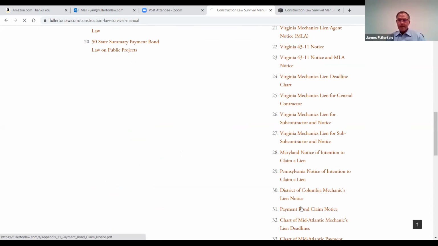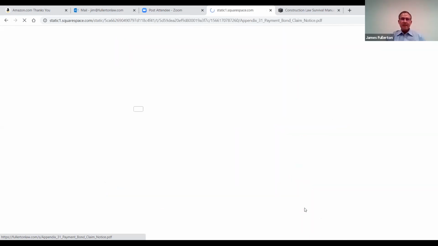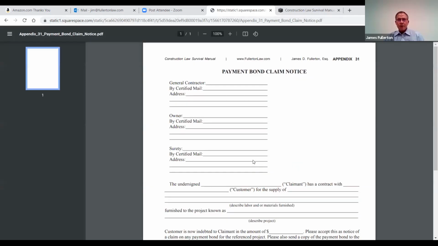There's no particular form required for a bond claim notice, but this notice will satisfy the statute. To jump ahead a little bit, all you need to know to send a bond claim notice, the most important thing is who you send it to.